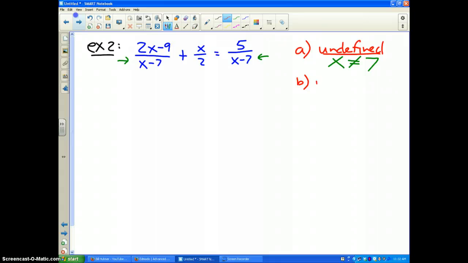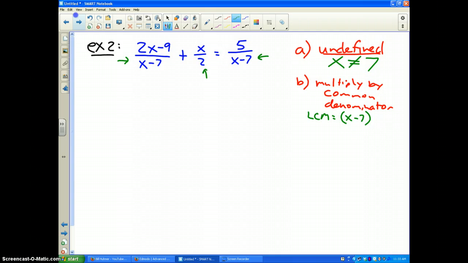Letter B. Multiply by the common denominator. Well, what is our common denominator? I have an x minus 7. This is like finding least common multiple. I have an x minus 7, and I also have here, I got a 2. That, people, is my common denominator. So now I'm going to erase this so I have a little bit of room. And what I'm going to do is multiply this entire equation by 2 times x minus 7. Leave it in factored form for a reason.